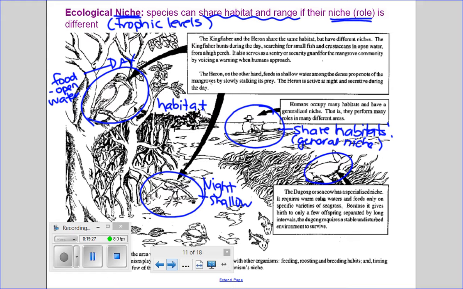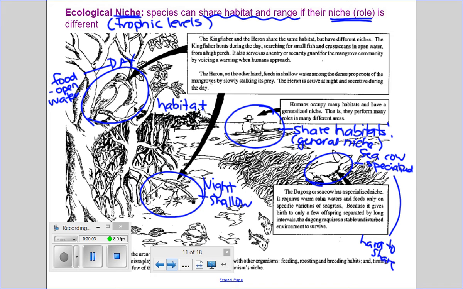Now, this organism here, which is a sea cow, I love the name of that, a sea cow. This organism has a very, very, very specialized niche. And what we mean to say is it requires some pretty specific conditions. It is not easy for this organism to adapt. That means that it is very hard for this organism to share.